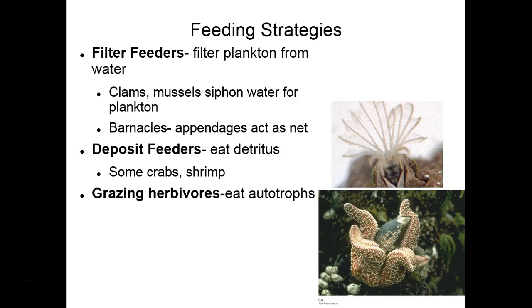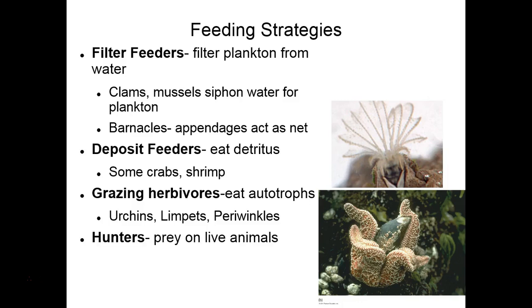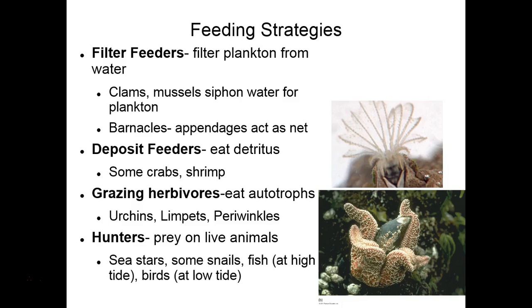Then we have the herbivores, which we call grazers. These are organisms that eat autotrophs that grow on the rocks. And so examples include urchins and limpets and periwinkle snails. Then you have the hunters, which are organisms that actually prey on live animals. And examples include sea stars, some snails.